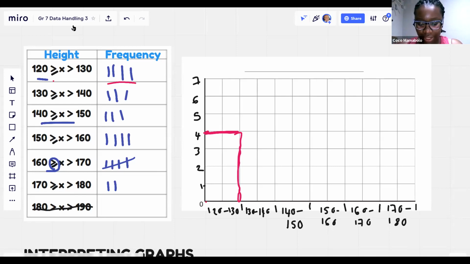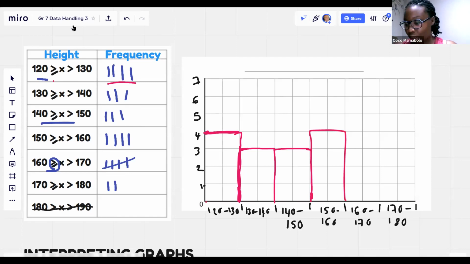Then 130 to 140 has 3 people. So we have to make sure that when we start on this line over here, they touch as they go there. So we go to 3 and we do that. For 140 to 150, we also have 3 people, so it also looks like that. And then 150 to 160 has 4 people, so it also starts at the same point, going up.